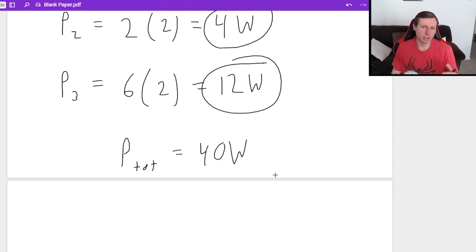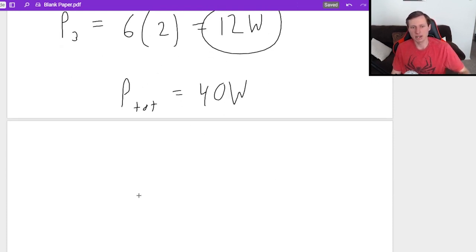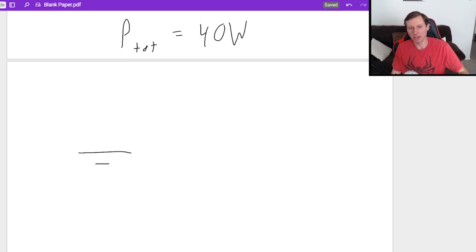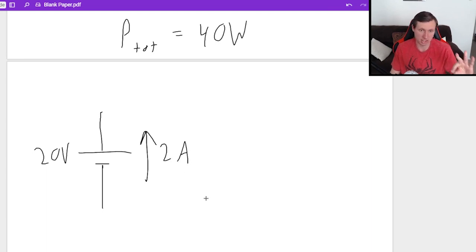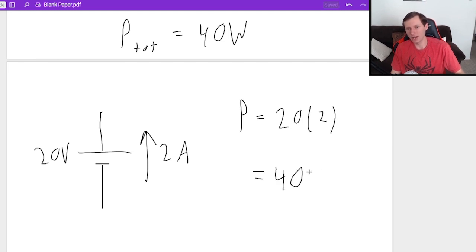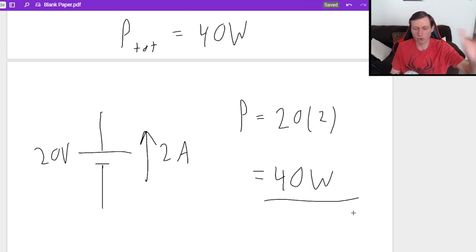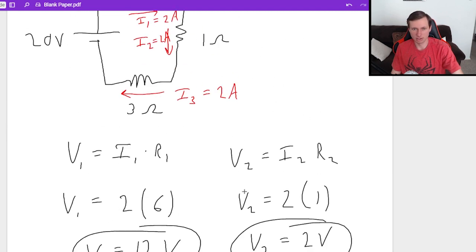And the reason why I'm showing you this is because if I find the power out of the battery, because I know the battery is 20 volts and it has a current of 2 amps, just like all the resistors, because everything's in series, the power coming out of the battery is 20 volts times 2 amps, which is 40 watts. And that is a much faster way of finding the total power dissipated in the circuit. You look at the total power by the battery, which is 40 watts. And so there we go. We just found everything for this circuit.